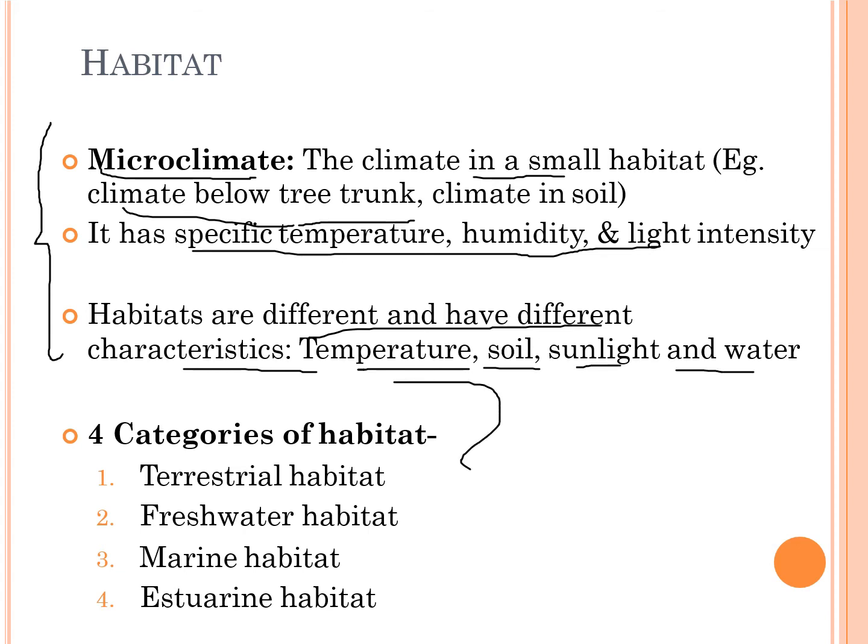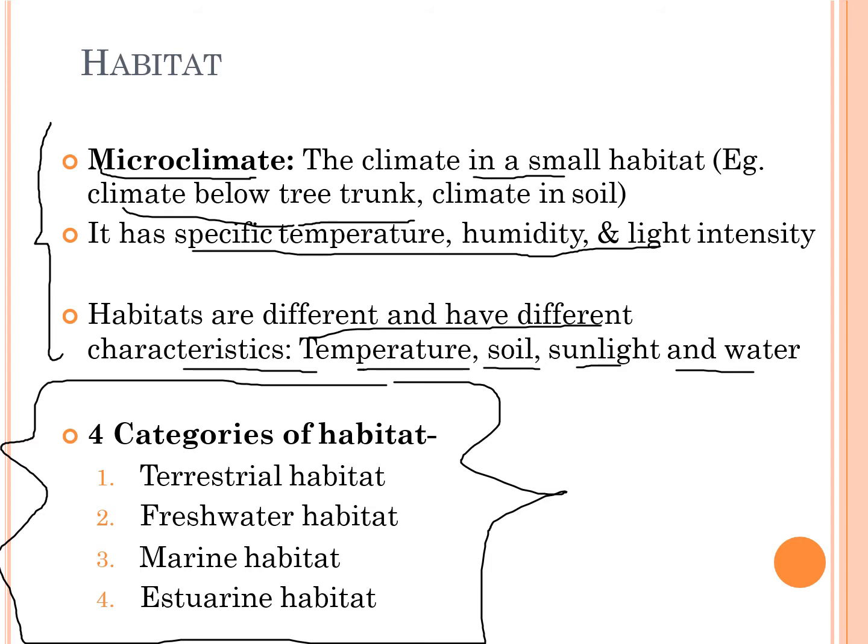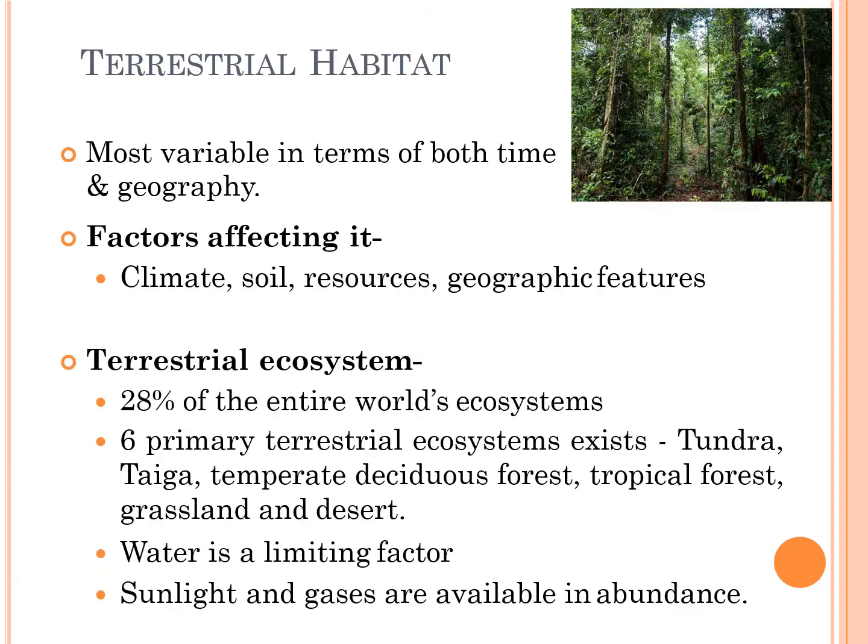There are four different types of habitat that we can broadly divide: terrestrial habitat, freshwater habitat, marine habitat, and estuarine habitat. We are going to discuss all four in detail. So let's get into it, starting with the terrestrial habitat.